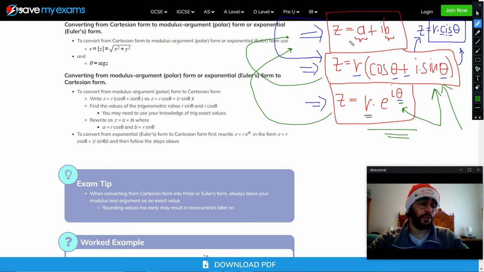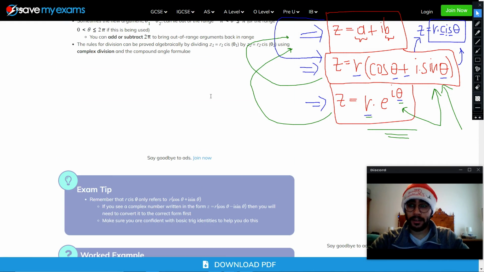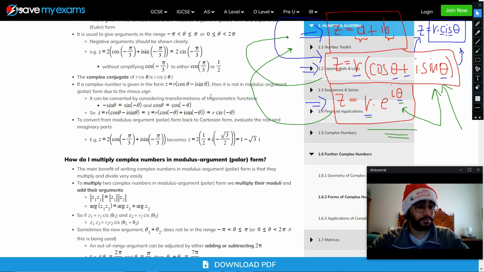Converting from Cartesian to Euler's form or the polar form is a little bit more complex compared to the other way around because you have to find the angle. And that's all. Okay. And that brings us to the end of this lecture. So this was pretty short, I guess.